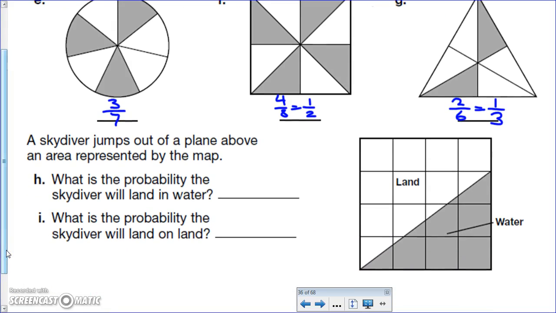A skydiver jumps out of a plane above an area represented by the map to the right here. What is the probability that the skydiver will land in water, and what is the probability the skydiver will land on land? When you're working with something that is not equally shaded here, if you look here, the sections will match up if we add them to each other. So I'll draw some arrows to show you what I'm talking about here.